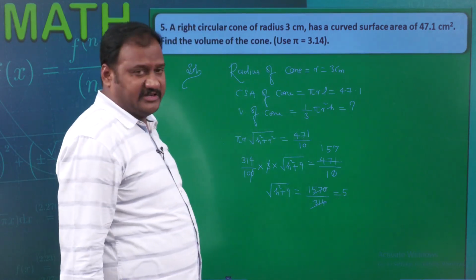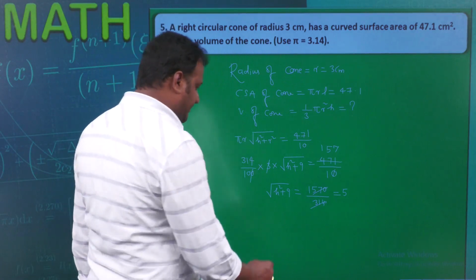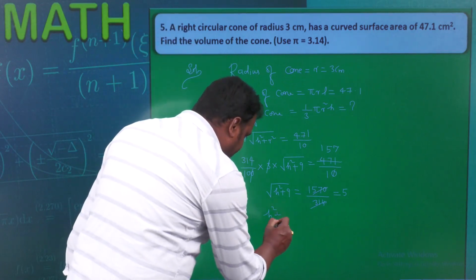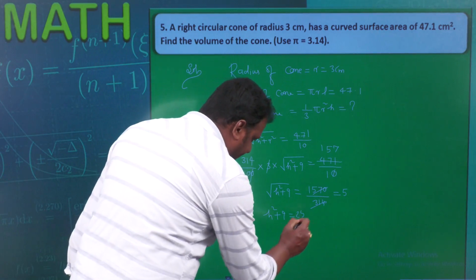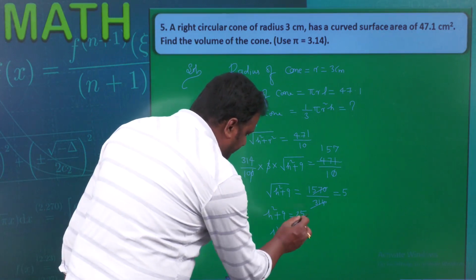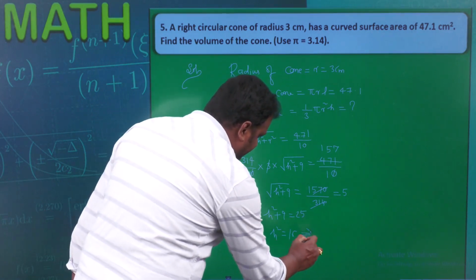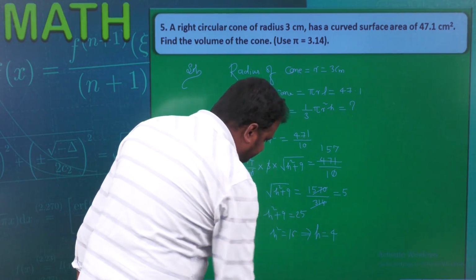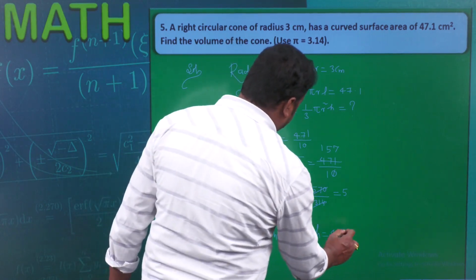But the square root is there. To remove the square root, we should square it on both sides. H² plus 9 is equal to 5², which is 25. Therefore, H² is equal to 25 minus 9, equal to 16. Then H is equal to 4 centimeters.